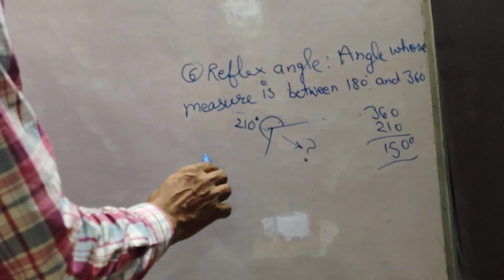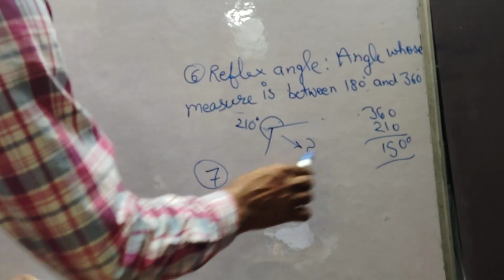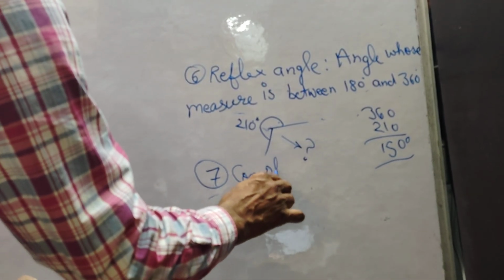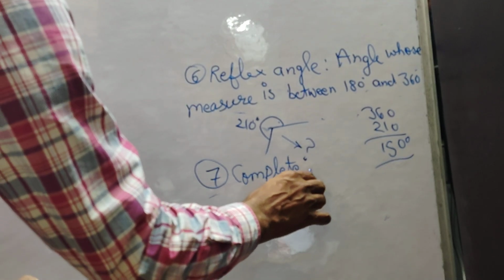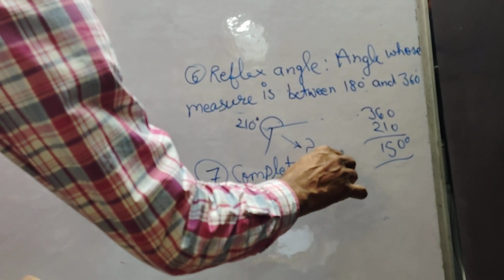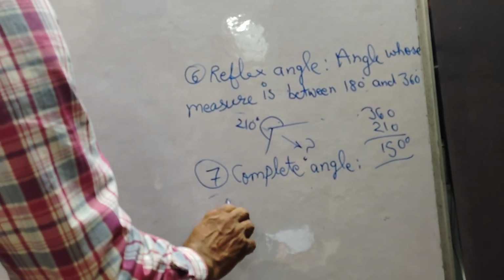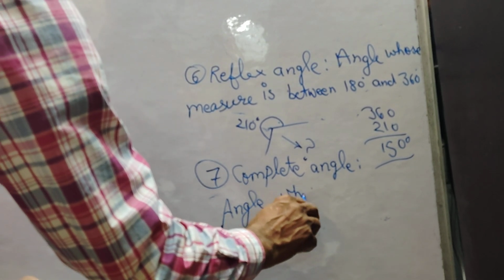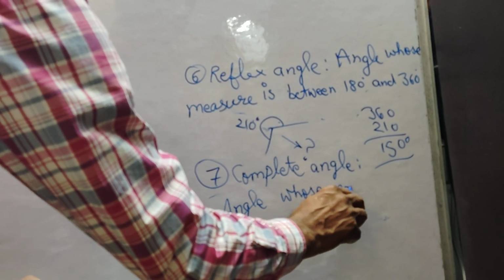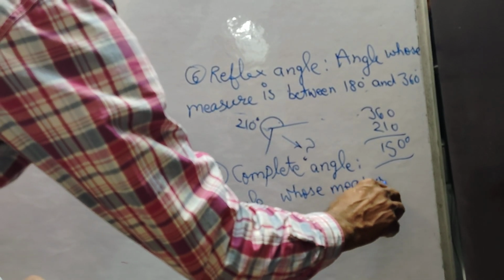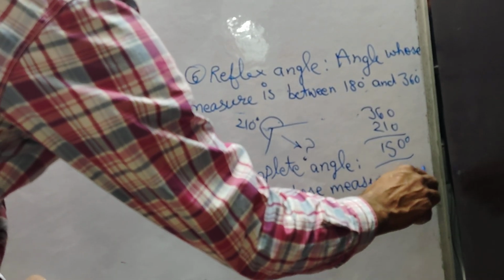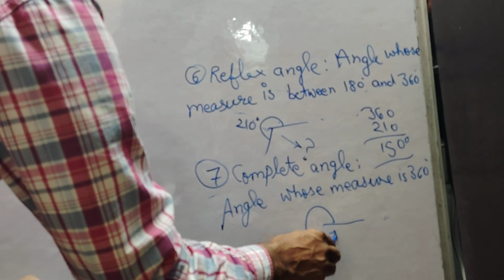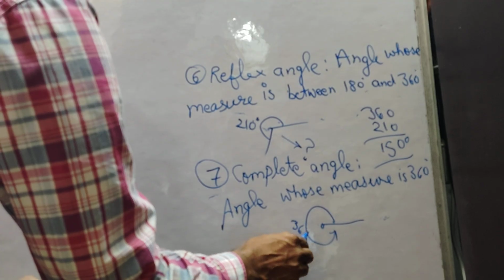Now the seventh is the complete angle. Why do we use 360 degrees here? This is the complete angle's definition: an angle whose measure is 360 degrees is called a complete angle. It is represented in this way. This is the complete angle, 360 degrees.